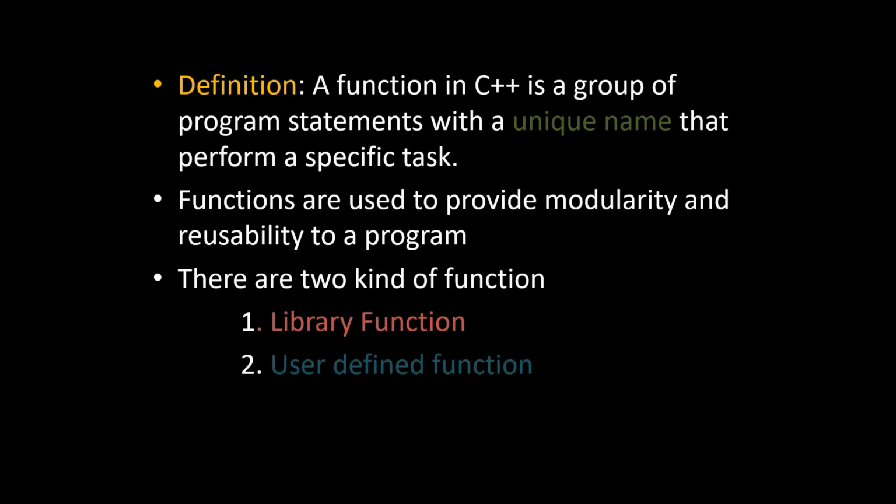There are two kinds of function. One is library function and the second is the user defined function. Library function means that the function is already defined in a header file, so the user need not define such functions, and user defined function means that the users have defined the function.